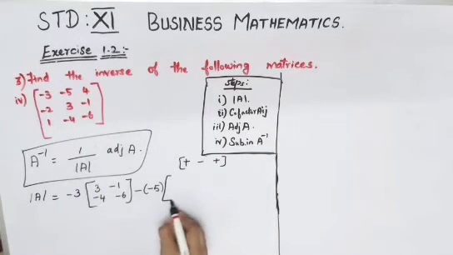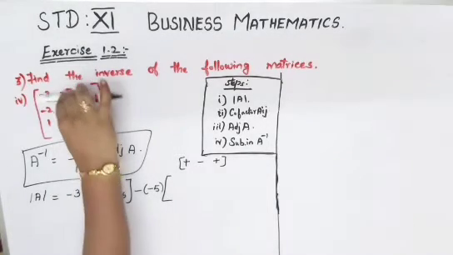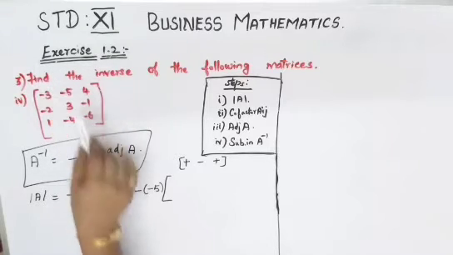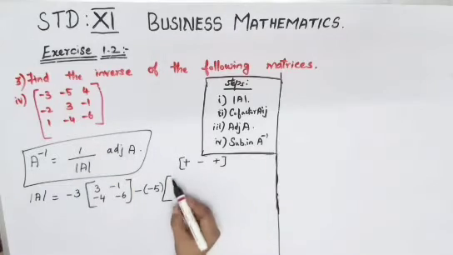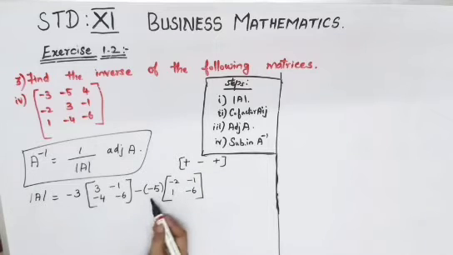Then open your bracket. Now the minor of minus 5. So the regarding column and the row has to be eliminated. So column will go and the row will go. So left out is minus 2, minus 1, 1 and minus 6. So minus 2, minus 1, 1 and minus 6. So this is the minor of minus 5.